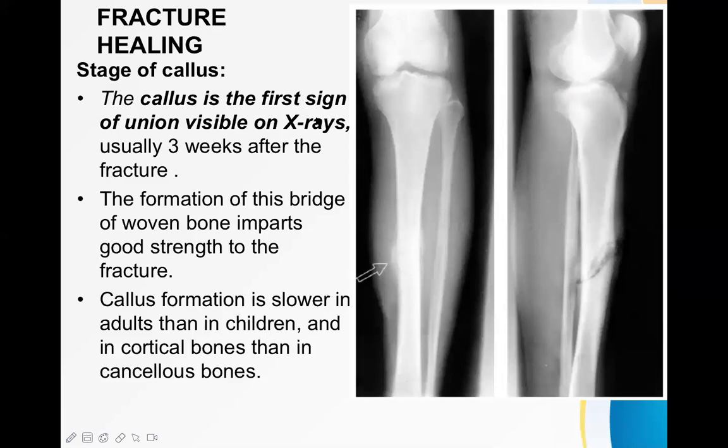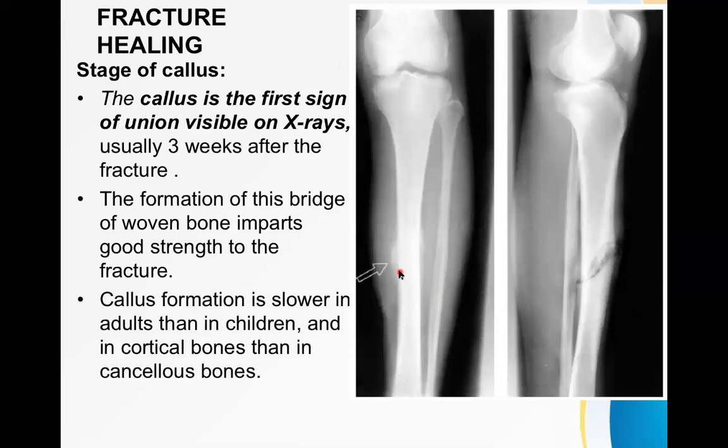The callus is the first sign of union which is visible on X-ray, and it usually takes 3 weeks after the fracture. Now look at this X-ray very carefully. One of the very important parts of orthopedics is the X-ray and that X-ray reading. So you have to develop that habit.